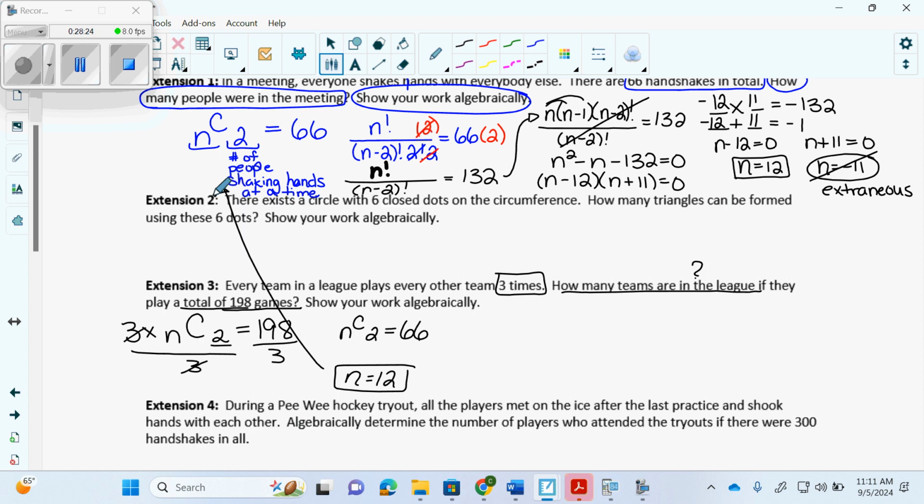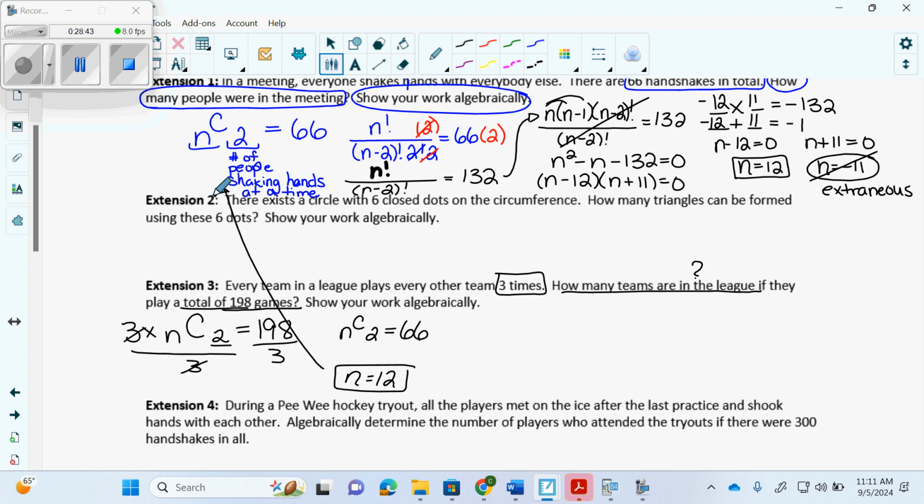And you always need sentences. So this one, you'd have how many teams are in the league? You'd say there are 12 teams in the league, right? The previous one, you'd say there are 12. How many people are in the meeting? There were 12 people in the meeting, right? You have to have sentences when it's a word problem. Okay? We're going to do one more.